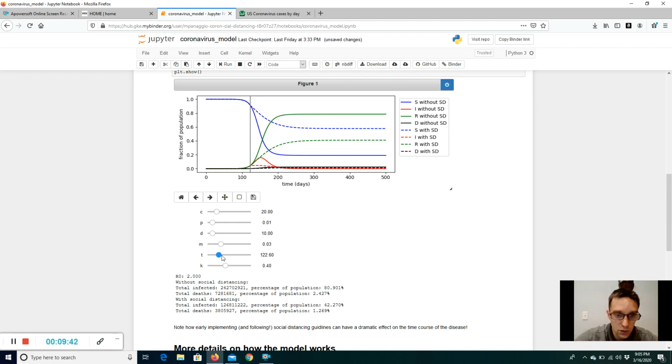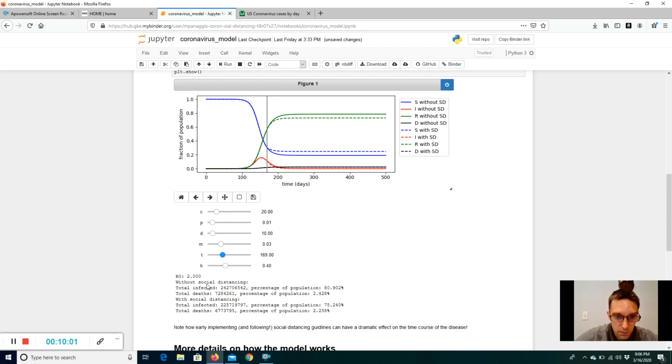And as we increase t, as we delay our interactions, we'll see that eventually it has very little effect. So once the epidemic has peaked, really we don't reduce the number of infections all that much by trying to reduce our contact rate by social distancing.